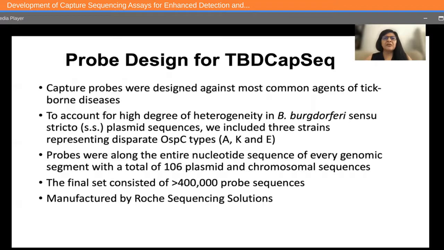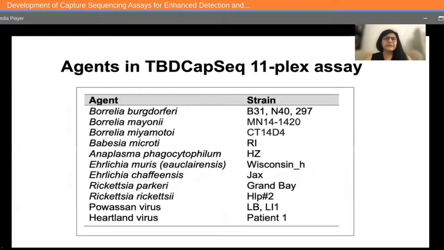So this is how the probes were designed. We took the entire nucleotide sequences of every genomic segment of these 11 agents, which resulted in 106 plasmid and chromosomal sequences. To account for the high degree of heterogeneity in Borrelia burgdorferi sensu stricto species, we included 3 strains representing disparate OspC gene types. And the final probe set consisted of 400,000 probe sequences, and it was manufactured by Roche.